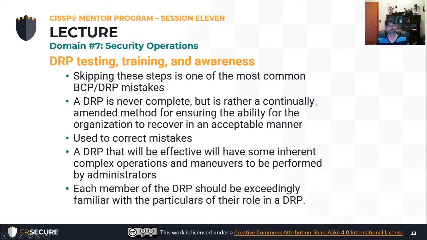DRP testing, training, and awareness. Like the bullet point says, skipping this stuff is a huge, huge issue, and it is one of the most common mistakes. It's why people find themselves in a DR scenario where they have a plan, yet none of the plan seems to work. Well, it's because it wasn't tested, right? A disaster recovery plan is never complete. This is a continual, ongoing type of planning.